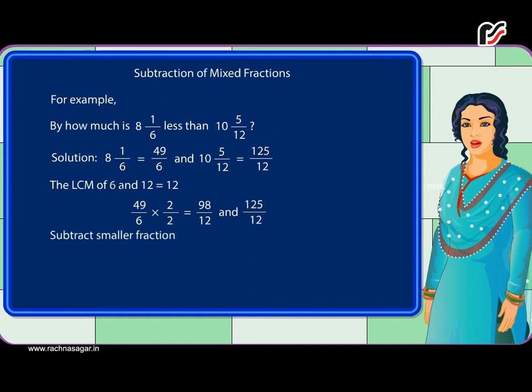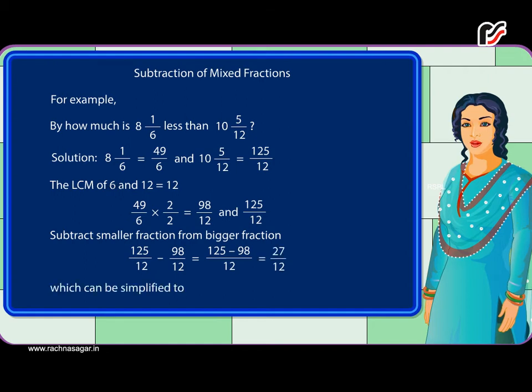Subtract smaller fraction from bigger fraction. 125 by 12 minus 98 by 12 is equal to 125 minus 98 whole divided by 12, is equal to 27 by 12, which can be simplified to 9 by 4, which is equal to 2 1 by 4.